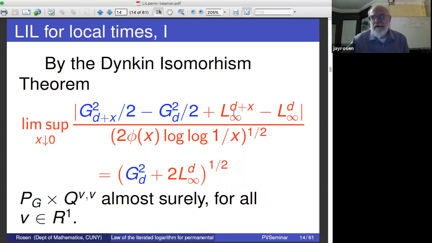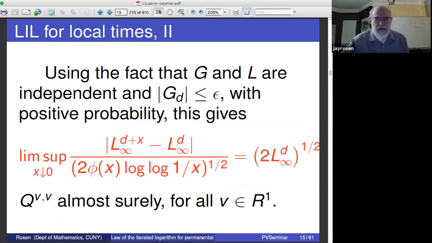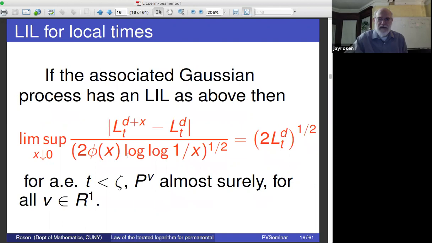So this is the basic background. Here I spell it out. We get this LIL almost surely. Now this is the total local time. Using properties of local times, you can then get it for, as we have here, almost every t, up till the death time.